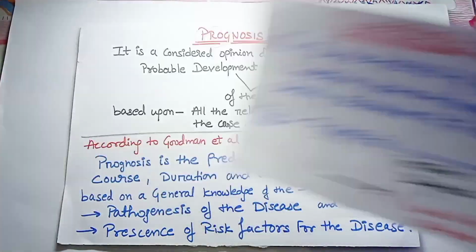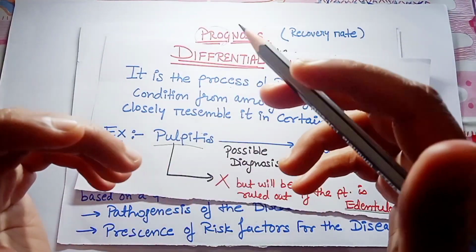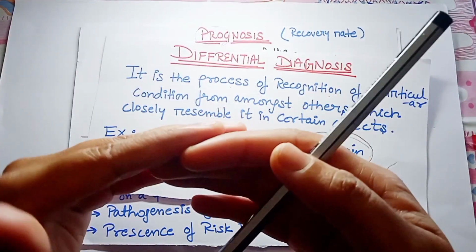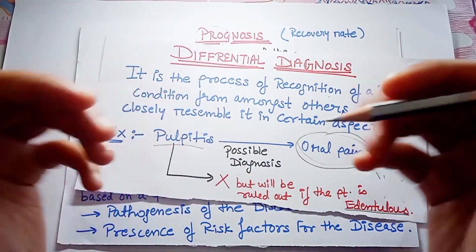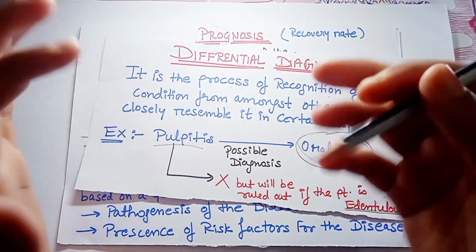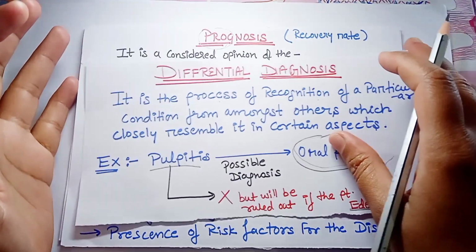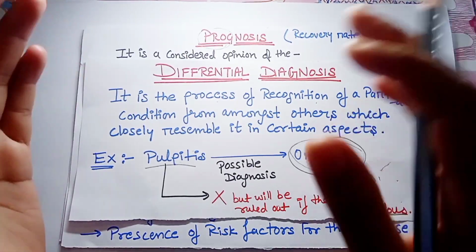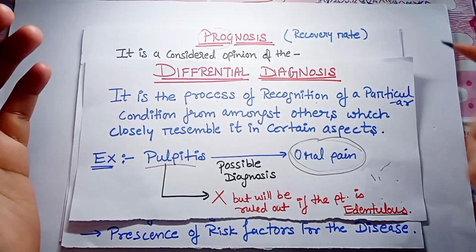Now we can also say that in differential diagnosis, a doctor differentiates between multiple diagnoses to determine the correct one and make an appropriate treatment plan. So the doctor makes out an appropriate treatment plan after doing differential diagnosis of a disease or a condition.